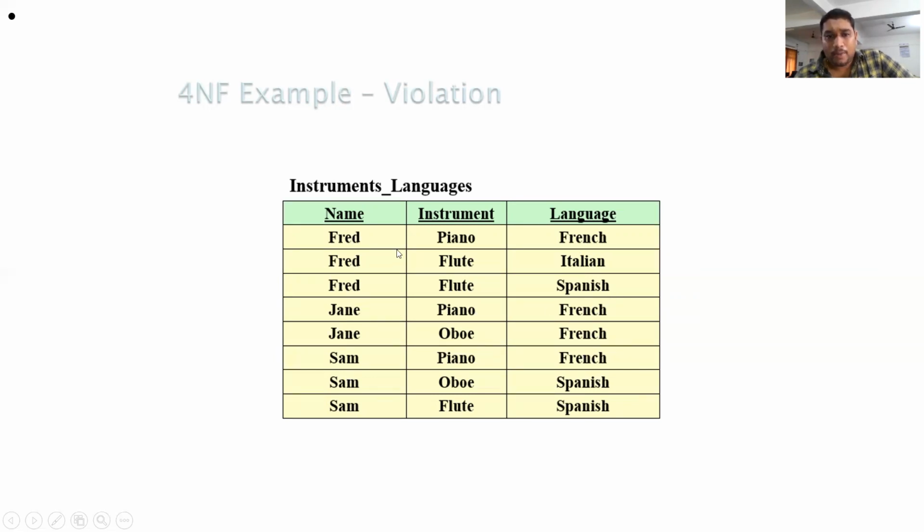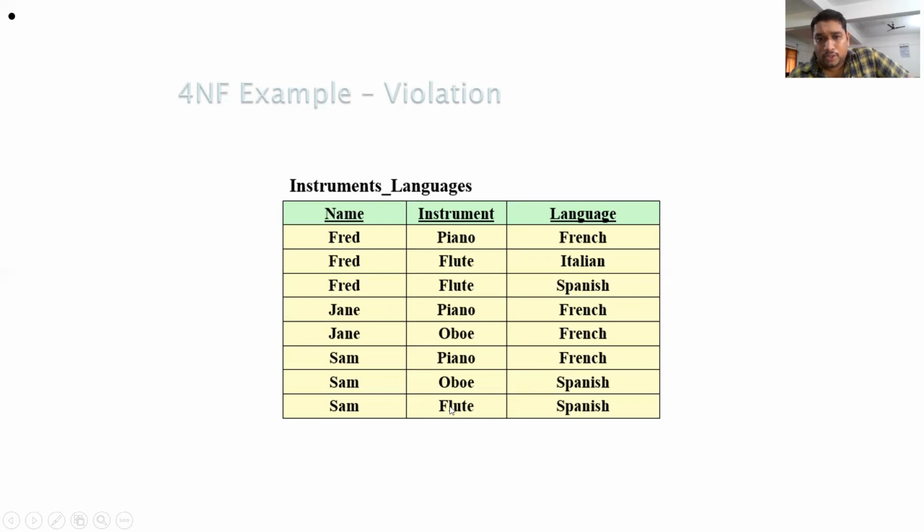And next, Fred follows only Fred, Jane, and these two are independent. Piano for French, piano for French. Next, flute for Italian, flute for Spanish. Obi for Spanish, obi for French. Okay. For every piano, there is a French. So next, for every oboe, there is a French and Spanish.